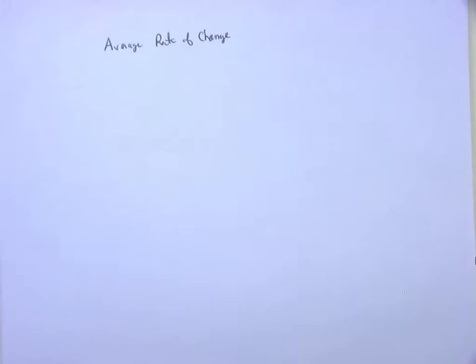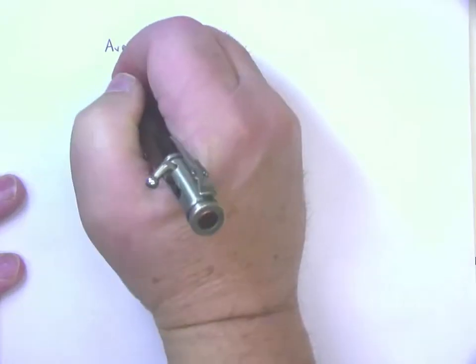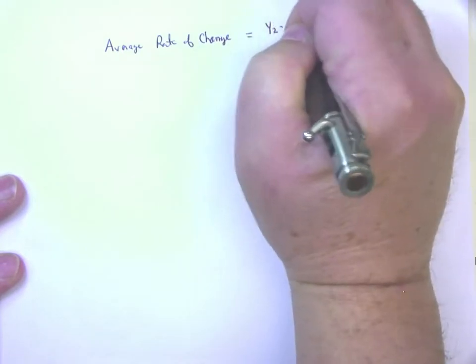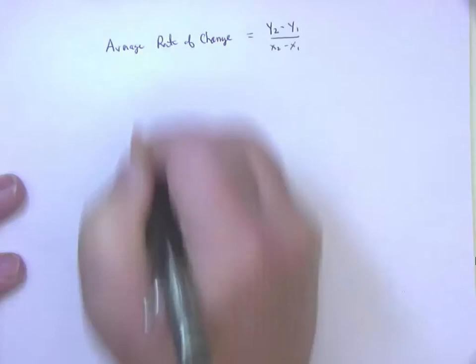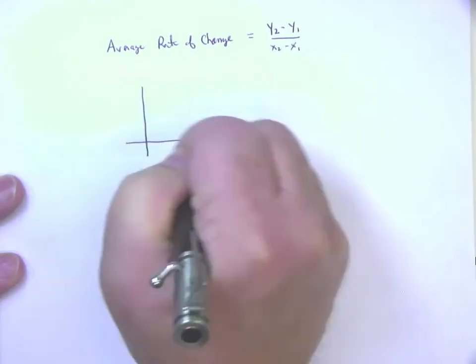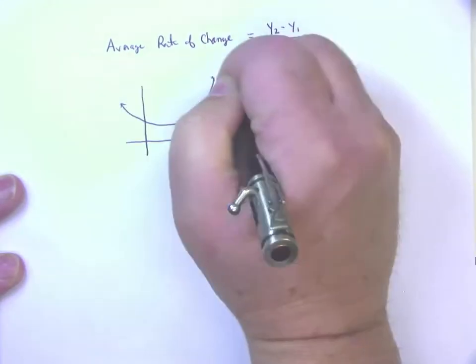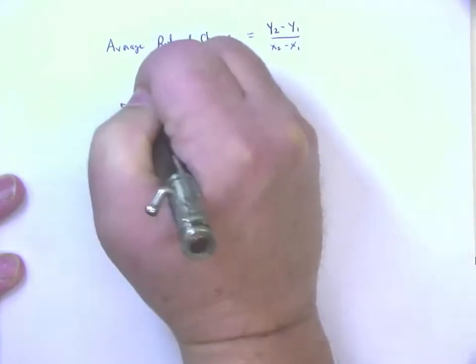The average rate of change formula was equal to basically y2 minus y1 over x2 minus x1. But what we're dealing with here is a function. Again, some f of x. Here's your x-axis. Here's your y-axis.